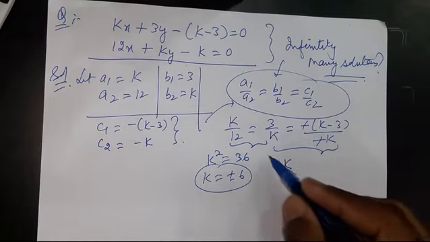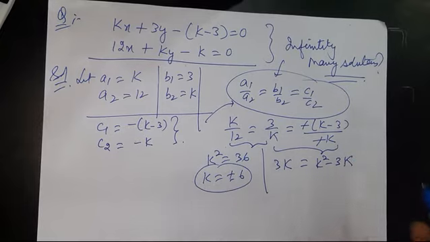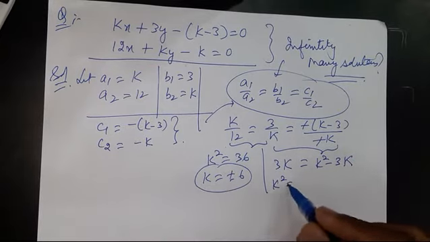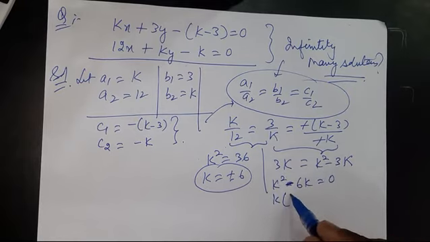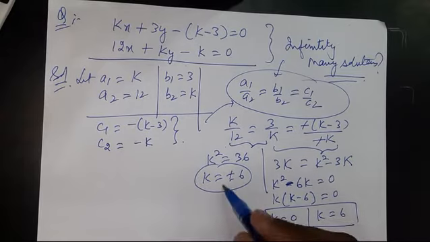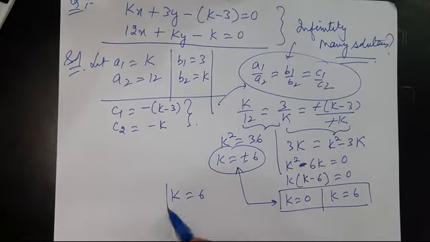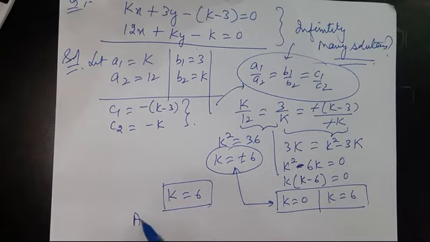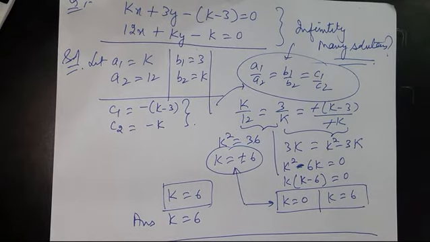You will get 3k is equal to k square minus 3k. So k square, take 6k over there, minus 6k is equal to 0. Take k as common, you will get it like this. So either k is 0 or k is 6. So the common value of these two is k is equal to 6. So the answer of this equation is that k is equal to 6. In this way you can solve these equations.